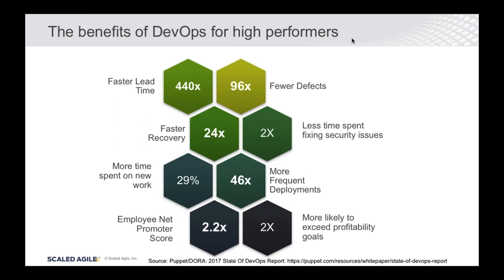Some of them make complete sense: fewer defects, faster lead times, faster recovery. But I think the ones at the bottom are astounding. More than twice the employee net promoter score. That means that people are actually happier to be in those companies. And then the one on the left, twice as likely to exceed profitability goals. And this is, again, amazing.